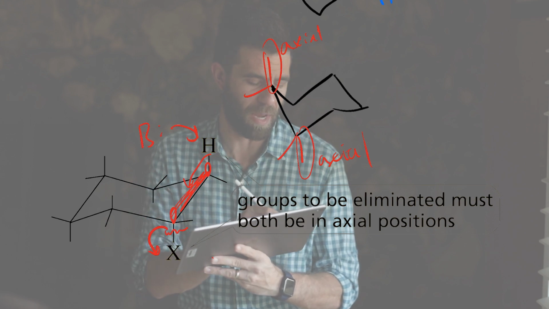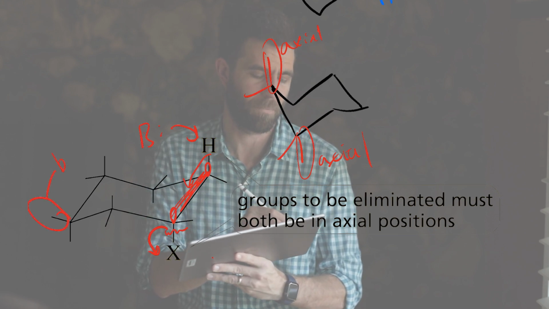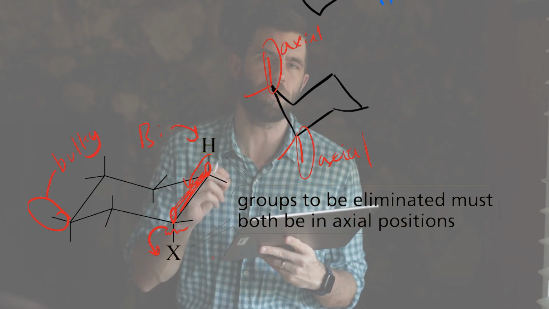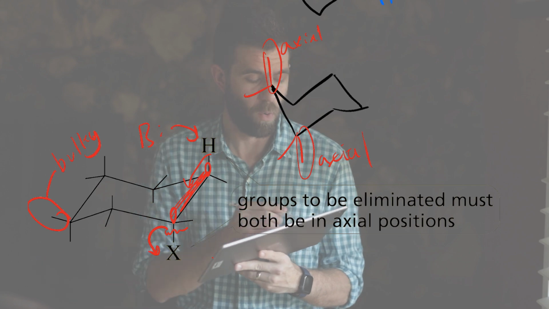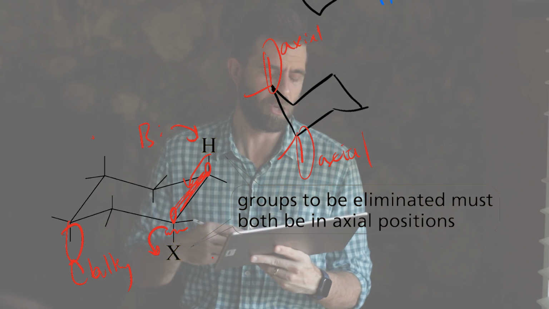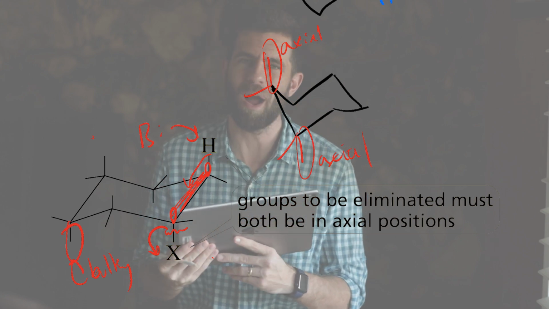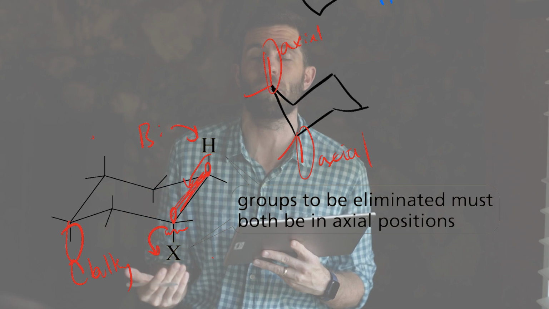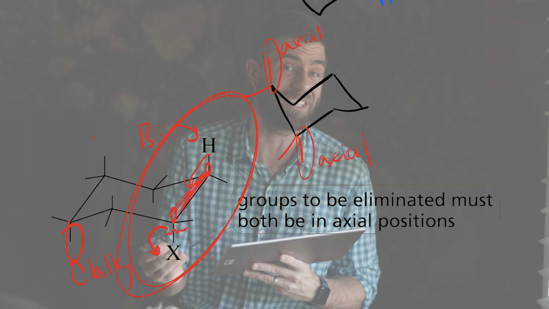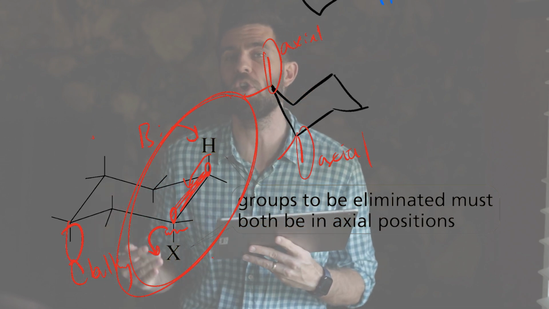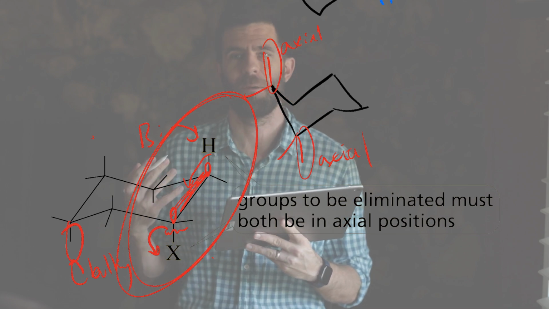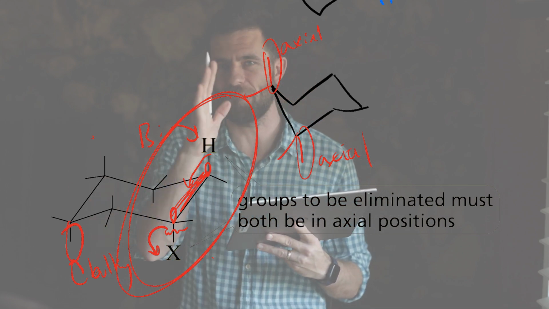If in this position we have a bulky group here, notice I've circled the equatorial. If you have a bulky group there, this reaction will speed up. Whereas if you instead had a bulky group here, the reaction would slow down. Why? Well, because that bulky group wants to be equatorial. So the ring would flip, moving both of the things that are actually reacting into the equatorial position where they could no longer react.